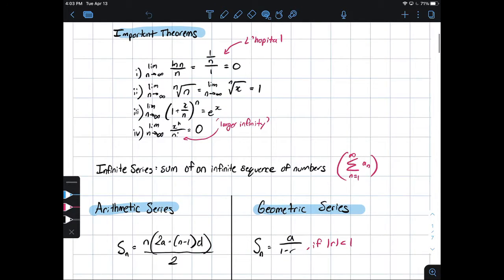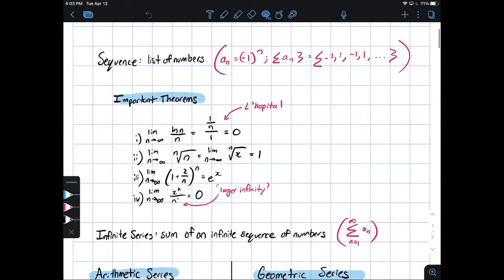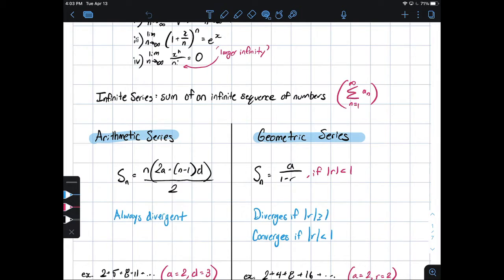With an infinite series, it's the sum of an infinite sequence of numbers. Obviously, we just talked about sequences. A general example is sigma, the summation from n equals 1 to infinity of a sub n. Now, let's go over some types of series.